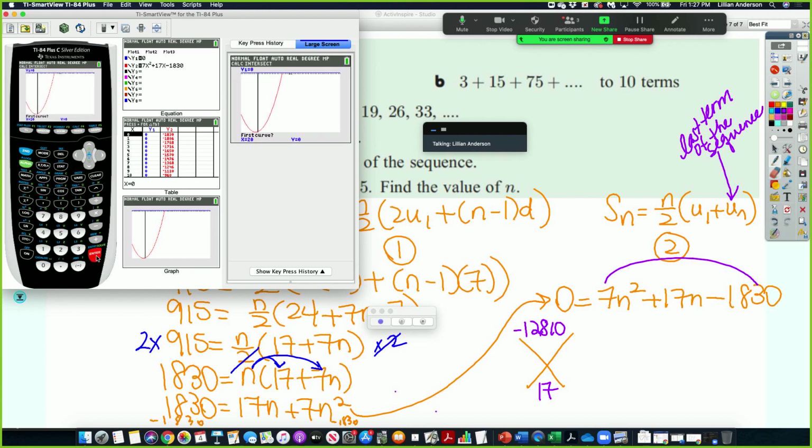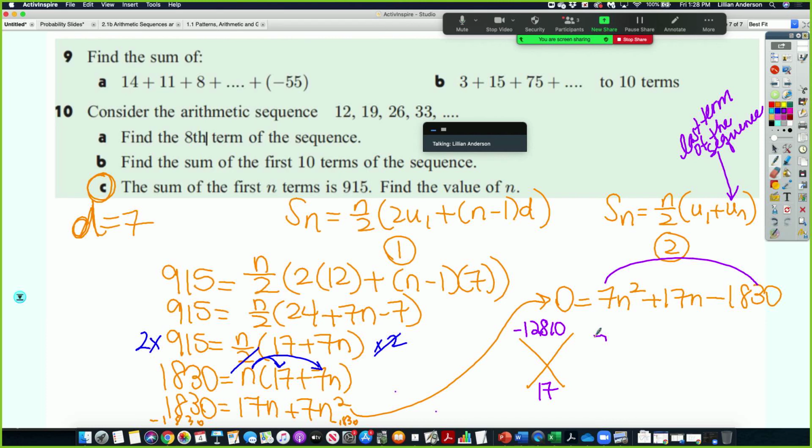It's going to ask me for the first curve. You want to move the cursor close to that intersection point. Once it's close, it doesn't have to be necessarily on it, just close enough to it. You're going to click enter 3 times: 1, 2, and 3. And what happens is the calculator does all the work to find that value of x where they intersect. x is equal to 15, which means that n is equal to 15. Okay?